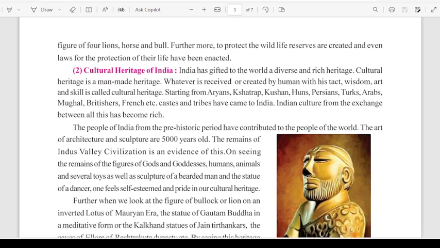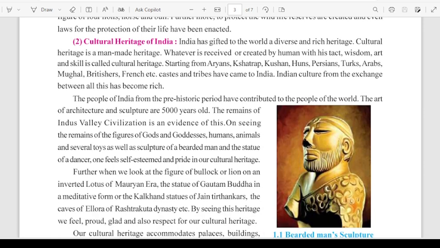Cultural heritage of India. India has gifted the world a diverse and rich heritage. Cultural heritage is a man-made heritage. Whatever is received or created by humans with their tact, wisdom, art and skill is called cultural heritage. Starting from Aryans, Kshatraps, Kushans, Huns, Persians, Turks, Arabs, Mughals, Britishers, French, etc., castes and tribes have come to India. Indian culture has become rich from the exchange between all of these.